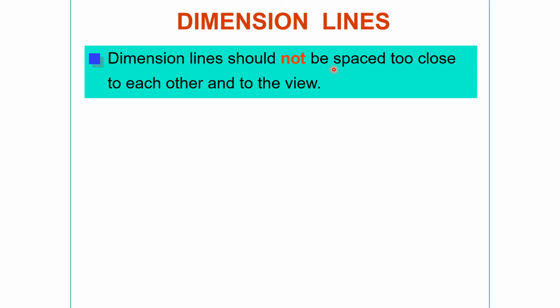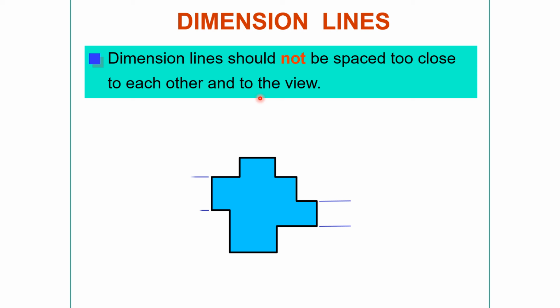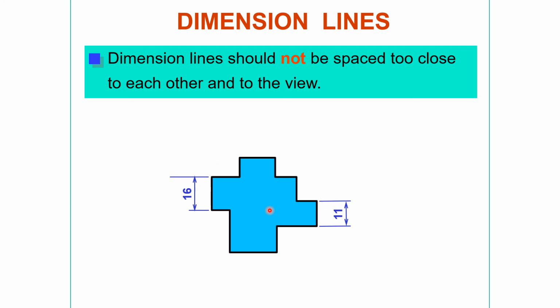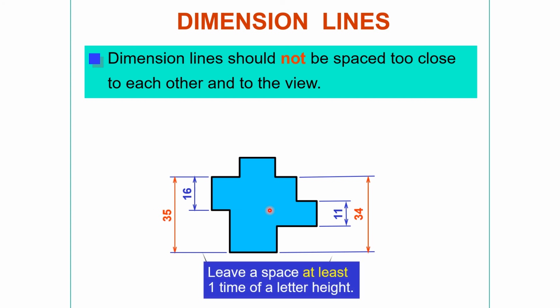Dimension lines should not be spaced too close to each other and to the view. There is a gap from the object, and the digits are written. So you have to leave this space.